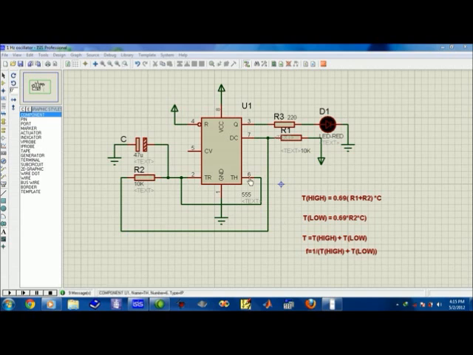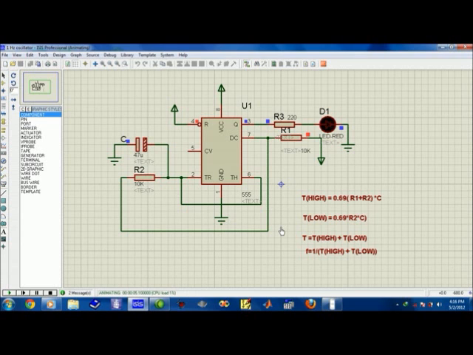Here I have selected R1 equal to 10 kilo ohm, R2 10 kilo ohm, and C 47 microfarad to generate a 1 Hz oscillator. Now let's simulate it. We see that the LED is blinking.